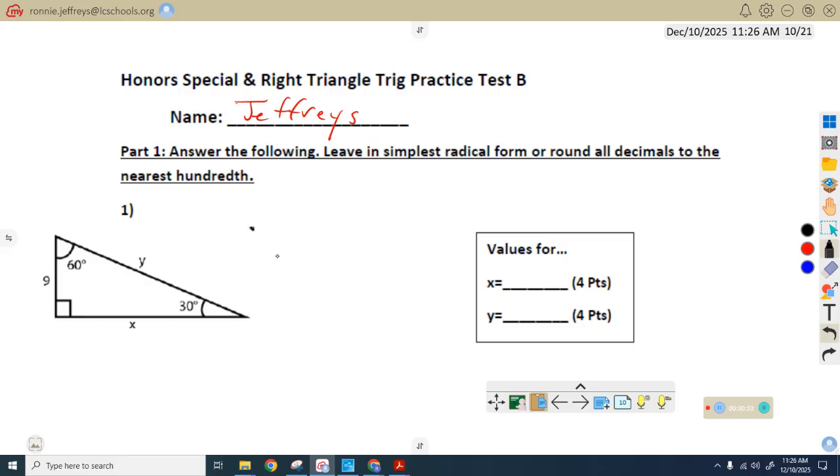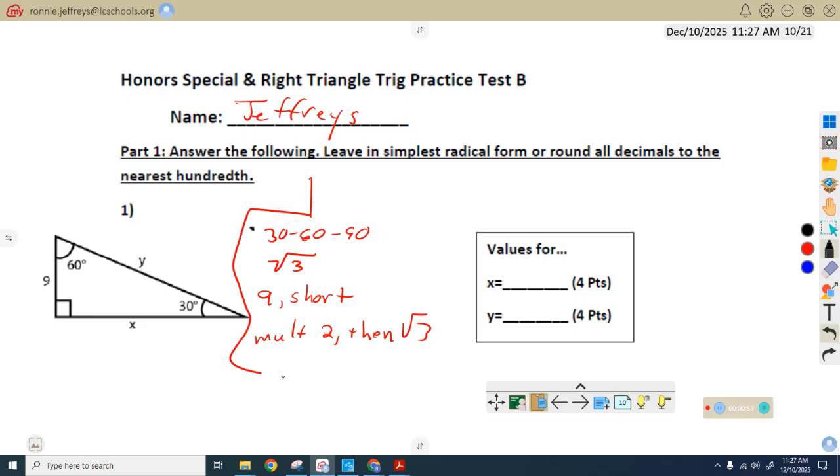Well, you should know that this is a 30, 60, 90. You should know that you deal with root 3. We have 9, which is the short leg, or short side, and we're going to end up multiplying by 2, then root 3. Now, all this is not graded. That is a note for you.